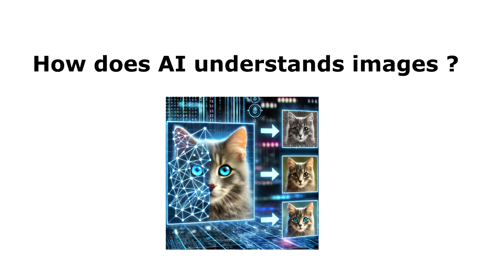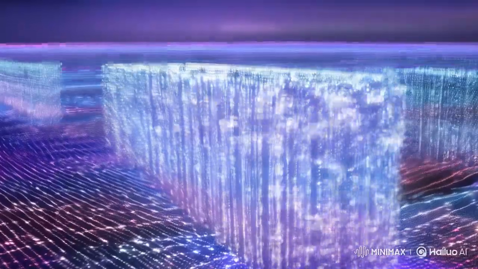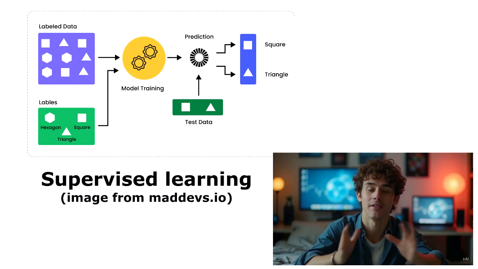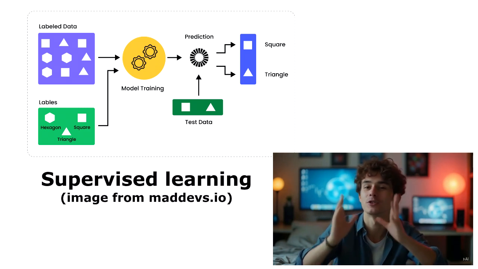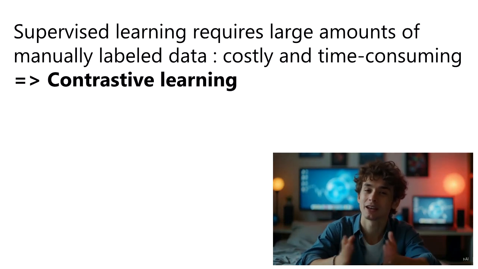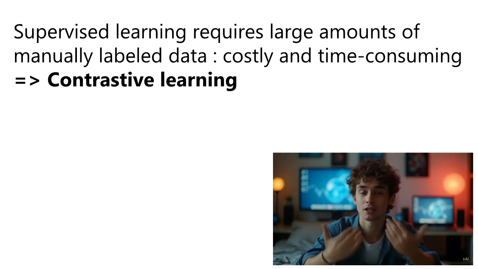How does AI understand images? Visual understanding models focus on extracting meaningful information from images by using different levels of supervision during training. One of the most common methods is supervised learning, where a model is trained using a dataset of images with predefined labels. During training, the model learns to associate specific patterns in the image data with corresponding labels, enabling it to recognize similar patterns in new images. However, this approach requires large amounts of manually labeled data, which is both costly and time-consuming to produce.